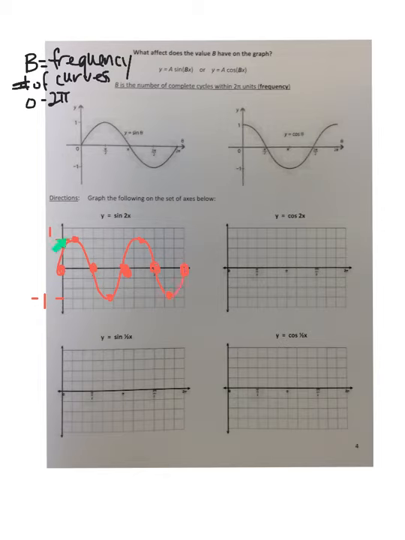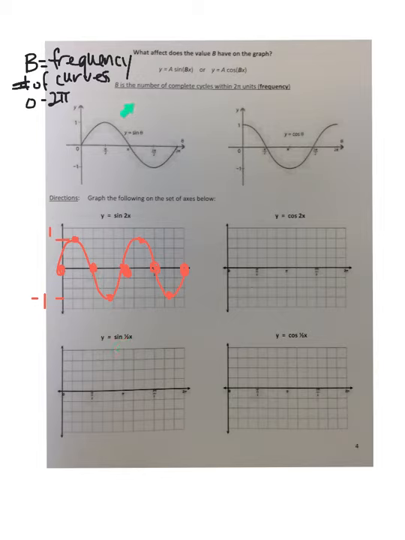So you can see we have one curve and then 2 curves. And that's 2 curves from 0 to 2 pi. Done. Okay. All right, let's look at the one below it. So this is y equals sine 1/2 x. So this means just a half a curve from 0 to 2 pi.